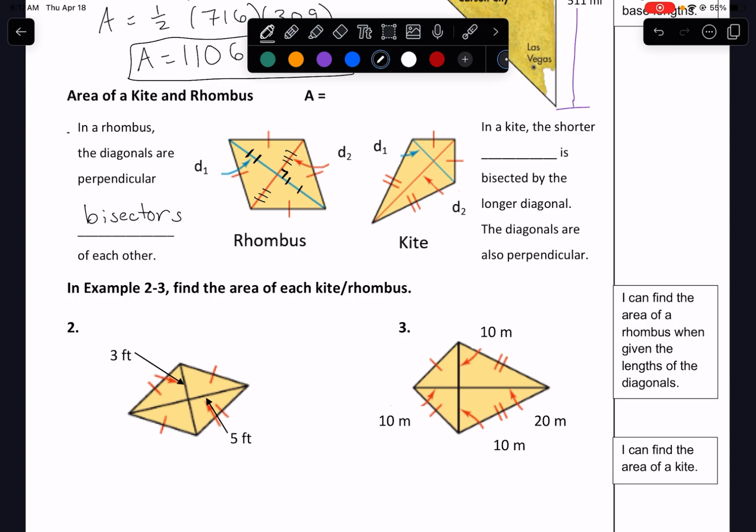Sometimes we have you guys use the Pythagorean theorem to find those measurements. Like maybe I'll give you the hypotenuse and one of the diagonals, and I'll expect you to remember these things from Geometry 1 in Unit 6.